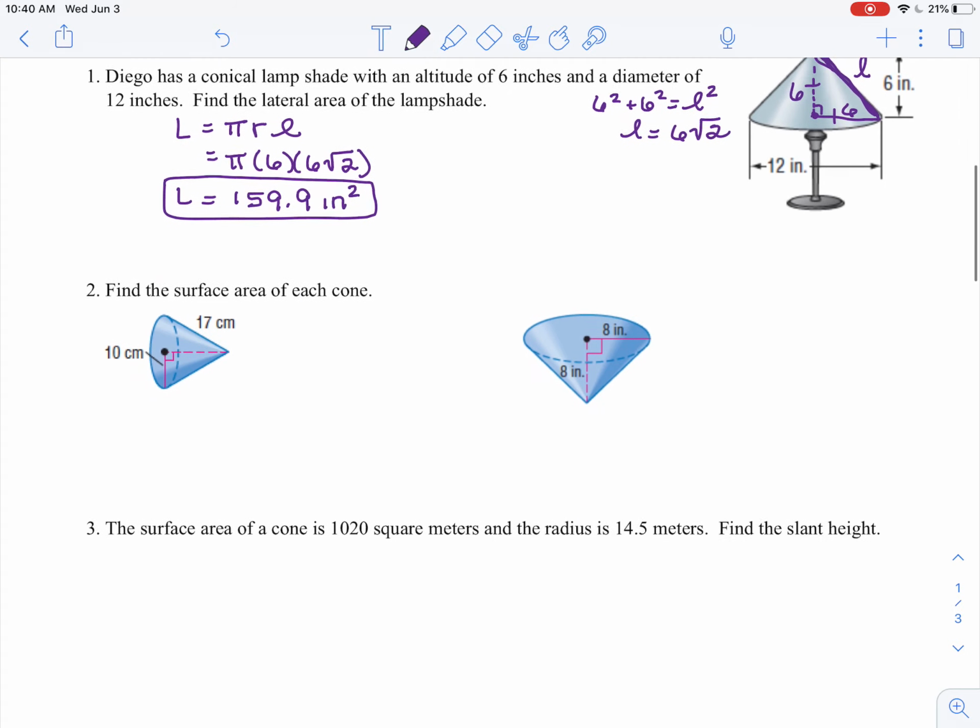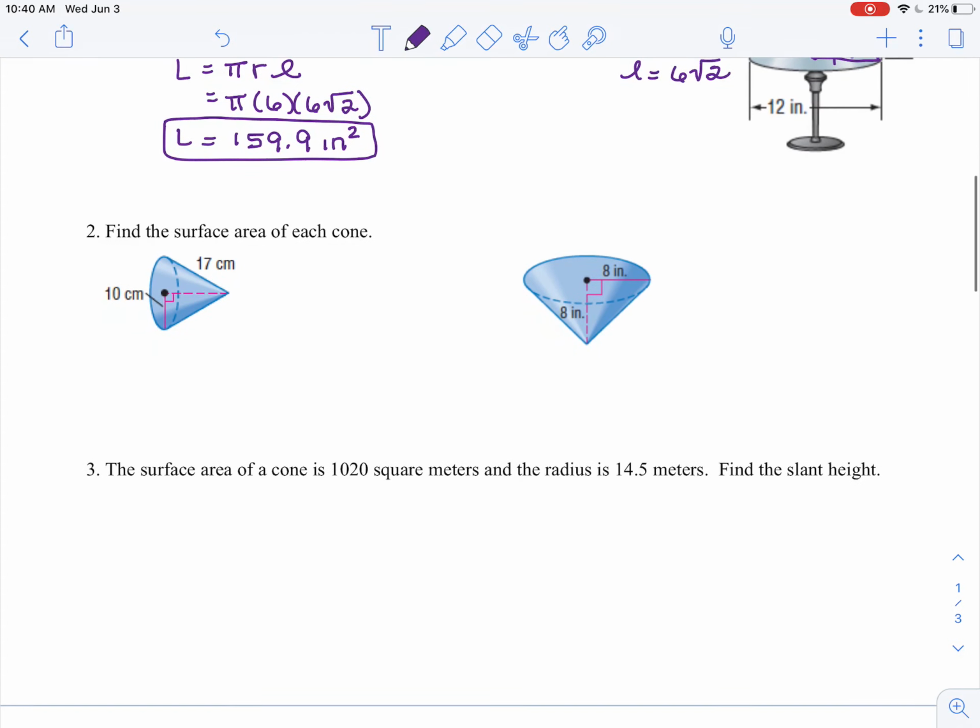In question number 2, we're asked to find the surface area of each of the cones. So our surface area is our lateral area, pi RL, plus the base, which is a circle. So pi r squared. In the first question, we're given the radius of 10 centimeters, and we're also given the slant height. I know this is the slant height because if they meant the regular height, they would either put it closer to the dotted line or draw an arrow.